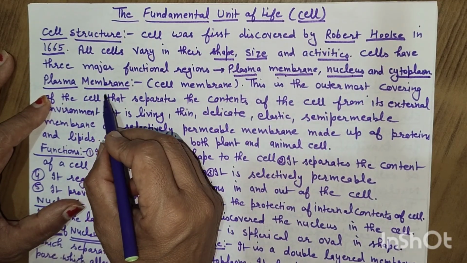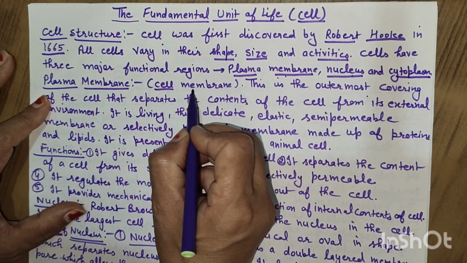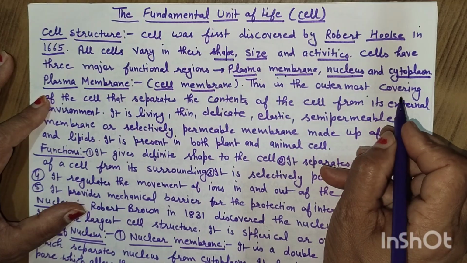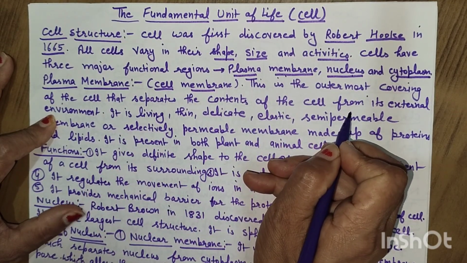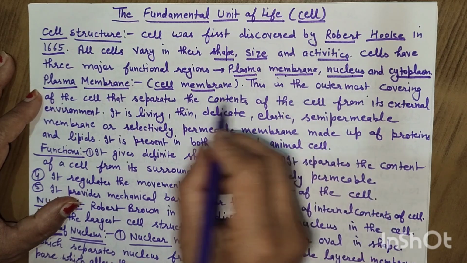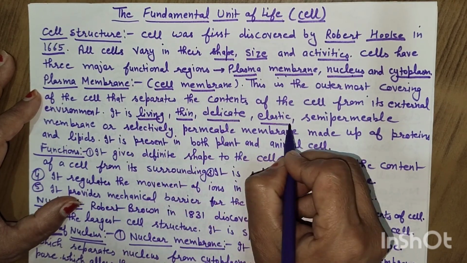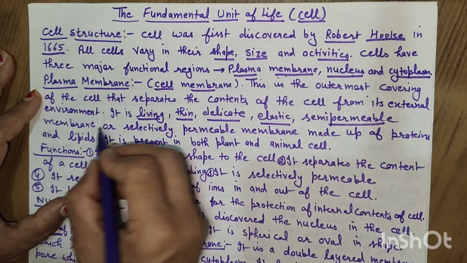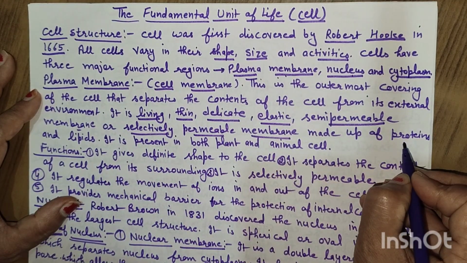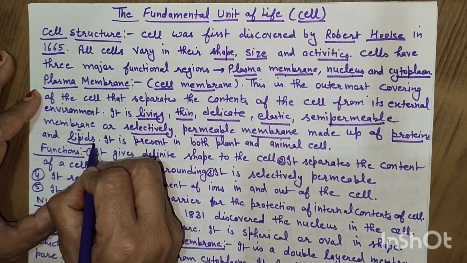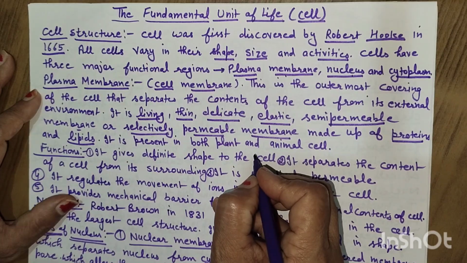Plasma membrane. The plasma membrane is also called the cell membrane. It is the outermost covering of the cell that separates the contents of the cell from its external environment. It is a living, thin, delicate, elastic, semi-permeable or selectively permeable membrane, and it is made up of proteins and lipids. It is present in both plant and animal cells.